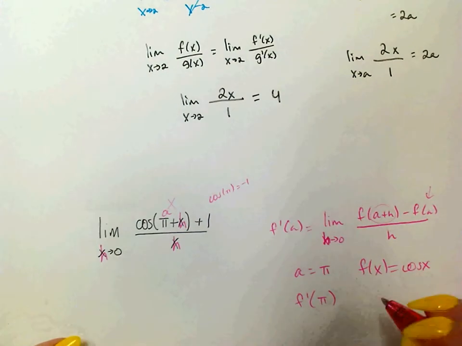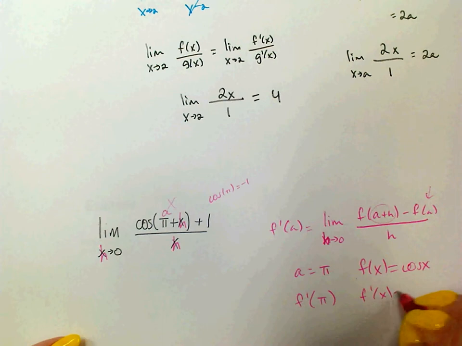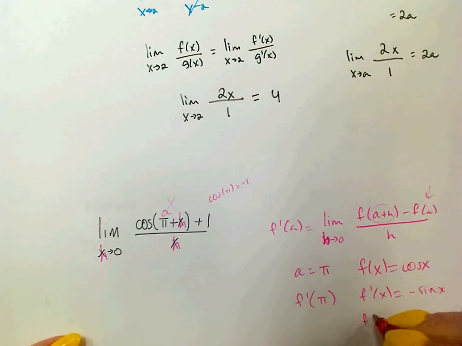Let's prove it though. If I find the derivative of cosine, I get negative sine. And then if I plug in pi, I get negative sine of pi, which is 0. Okay, so I know my answer is 0.